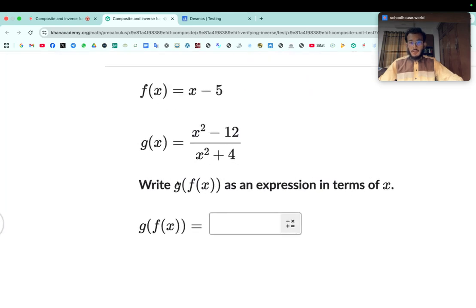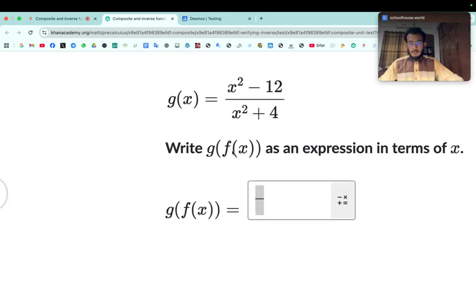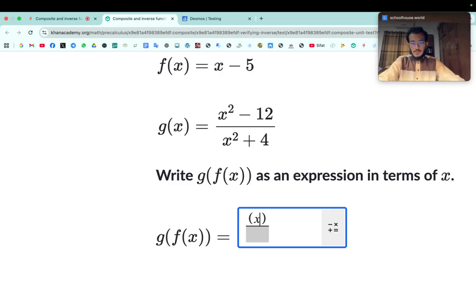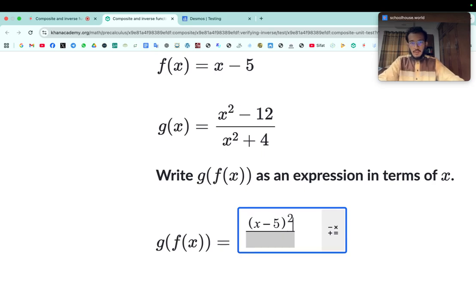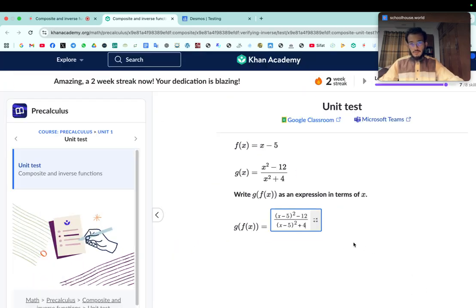For the next question, we have a composite function. We have to write g of f of x as an expression in terms of x, which means that we plug in f in place of x in g. In order to do so, first we create this, because we are inserting f in g. So for x squared, we have x minus 5, so we write x minus 5, and then that is whole squared, minus 12. And for the other x, it's the same thing, so I just copy this, and then we have a plus 4. So now you can see that g is everything the same, but we inserted f into g, and this is the expression for g of f of x.